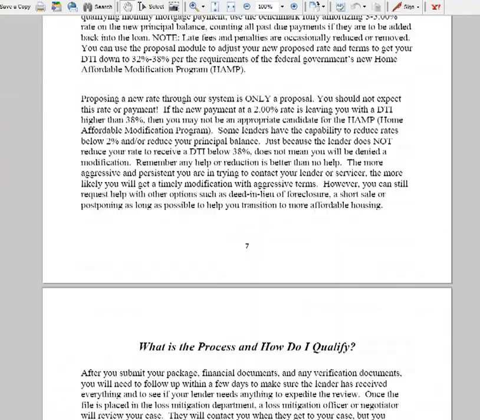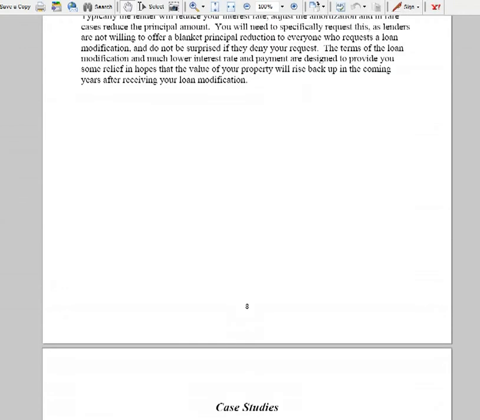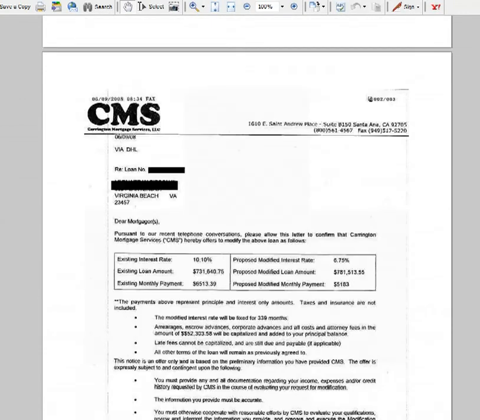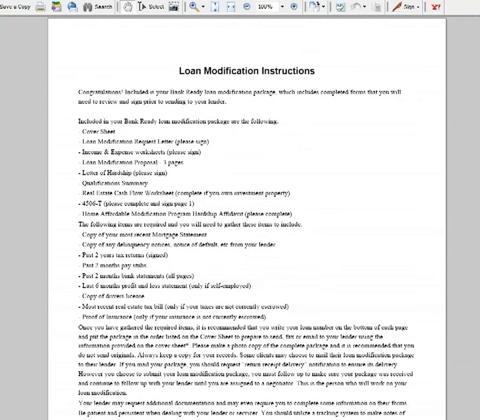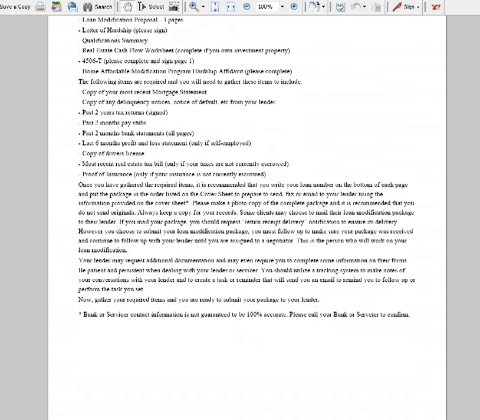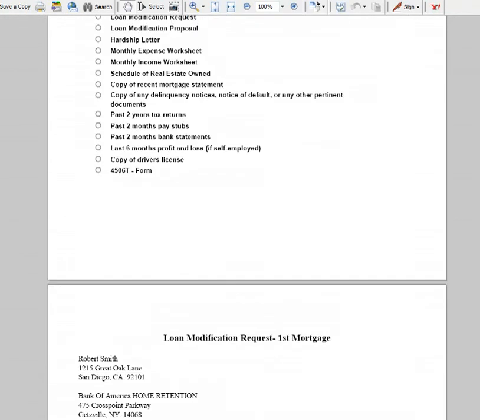Now, let's take a look at the finished product. Each bank-ready package is customized and pre-filled based on the information that you put into the software. Please note, in some cases, the bank may require additional information to complete the process.